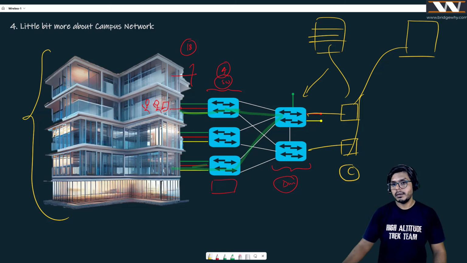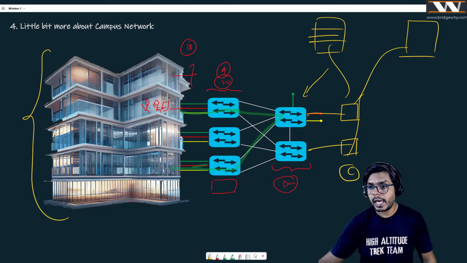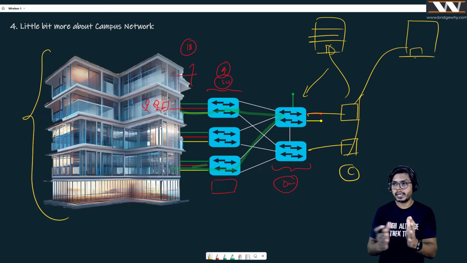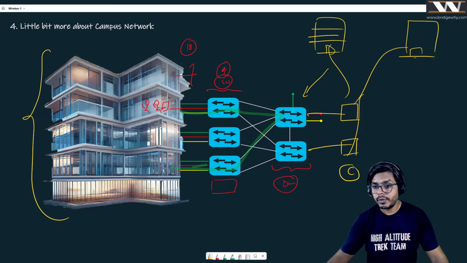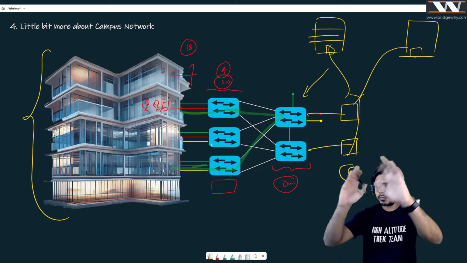Believe me, there are going to be distribution switches in every building, and if you want to interconnect them, it is going to take lots and lots of wire, and those are going to introduce complexity. If we are good network designers, we want to have an easy topology so that we can debug and troubleshoot easily. So that is why we are going to introduce this core layer so that all of my buildings can connect.